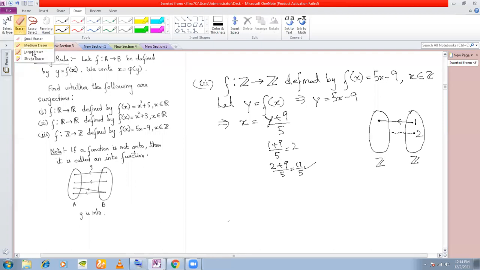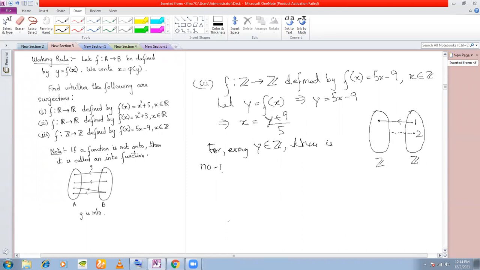That means, what does it say? This means that not every y belonging to the set of integers has a pre-image in Z. Hence, f is not an onto function. That is, f is not a surjection.